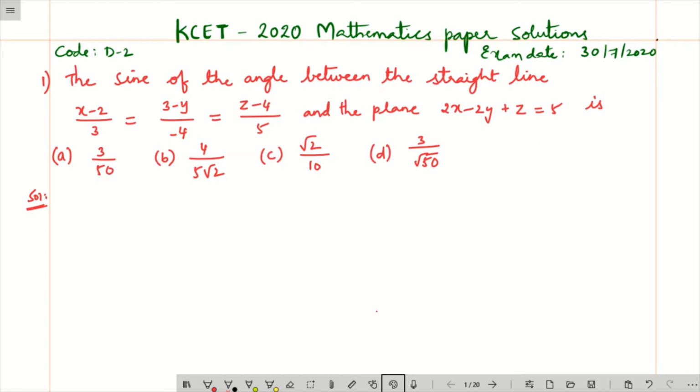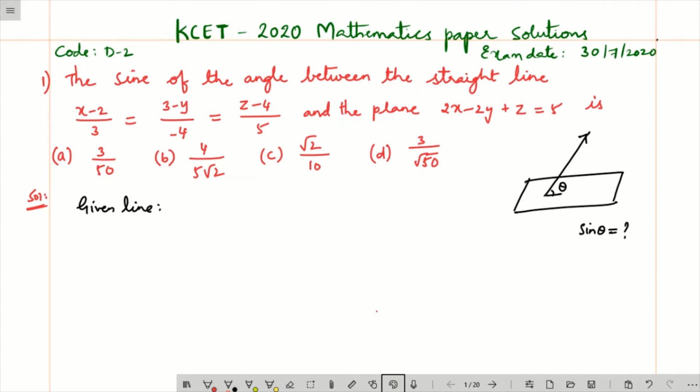It means he was asking, if theta is the angle between the line and a plane, suppose this is your plane and this is your line, then what is sine theta? The sine of the angle is how much? This was the question. Given the line, let us first write the direction ratios and the point it passes through.